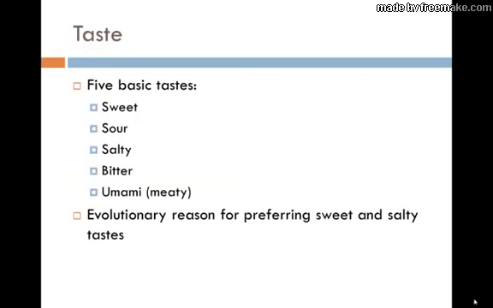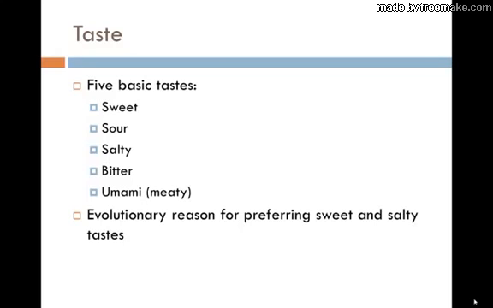So our next sense is taste. There are 5 basic tastes, and they are sweet, sour, salty, bitter, and umami, which is a meaty taste. There are evolutionary reasons for preferring sweet and salty tastes. So most people prefer things that are sweet or salty.